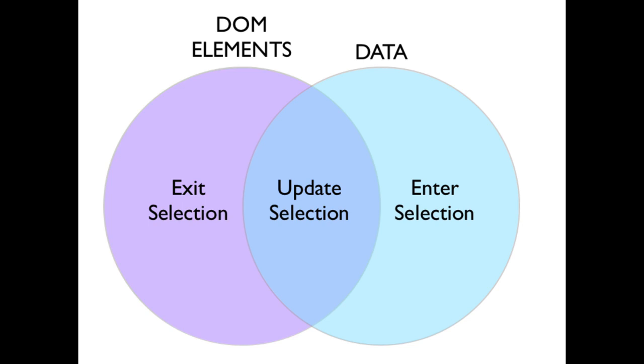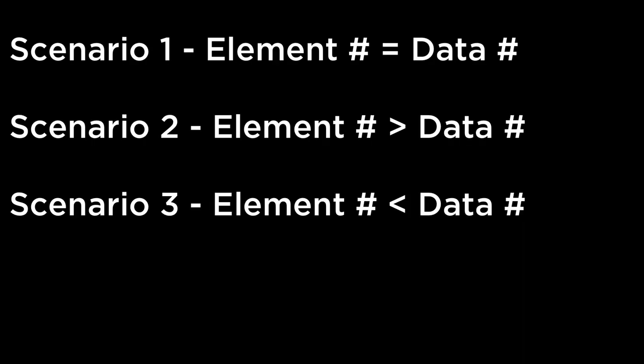If the current selection is empty, then we don't have to worry about the D3 update pattern. This is because we are using the normal D3 pattern. However, if the current selection is not empty, then we have to use the D3 update pattern. When we do a data join on a selection that already contains existing elements, we have three scenarios. In scenario 1, we have an equal number of existing elements and data elements to be bound. In scenario 2, we have more existing elements than data elements to be bound. And in scenario 3, we have fewer existing elements than data elements to be bound.